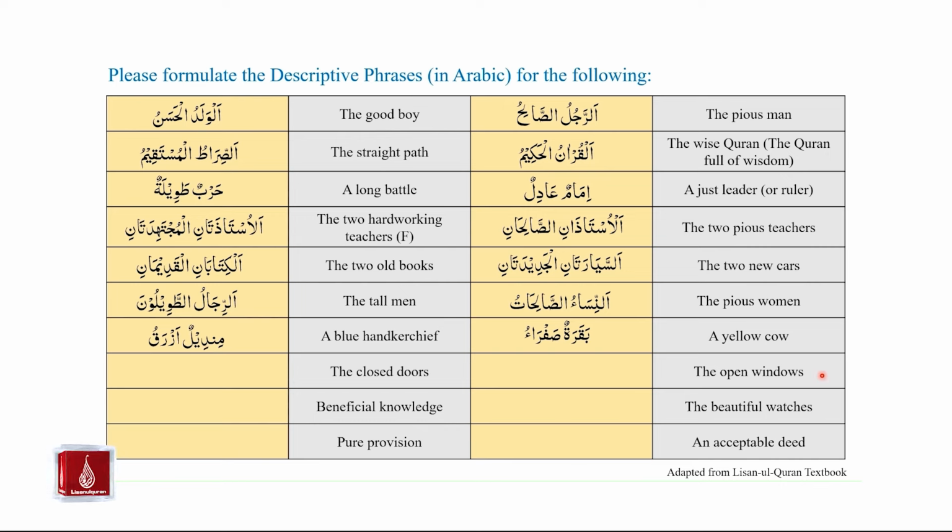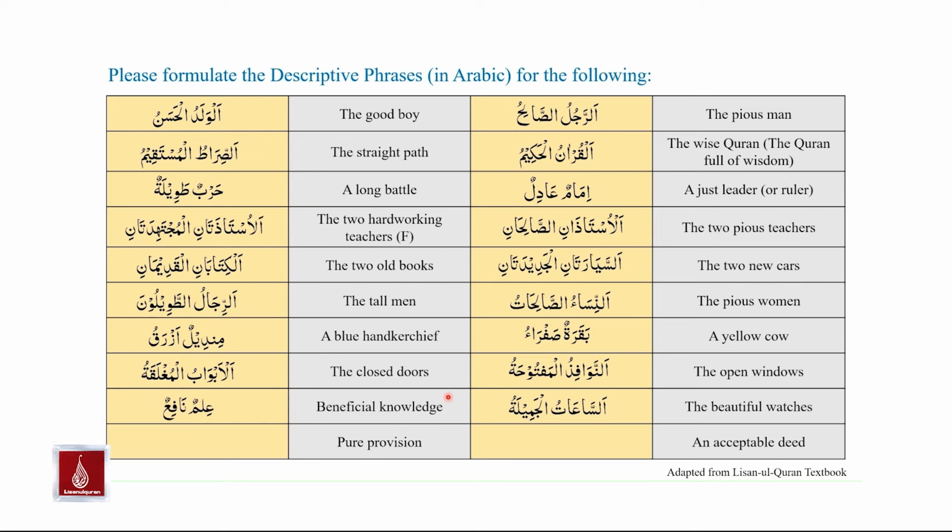The open windows. An-nawafizul maftuhatu. We are using al-maftuhatu, which is singular and feminine, because it is used as a sifat for the plural of a ghair aqil ism. The closed doors. Al-abwabul mughlaqatu. Here we are again using the sifat as singular and feminine because it is used with the plural of a ghair aqil ism. The beautiful watches. As-sa'atul jamilatu.